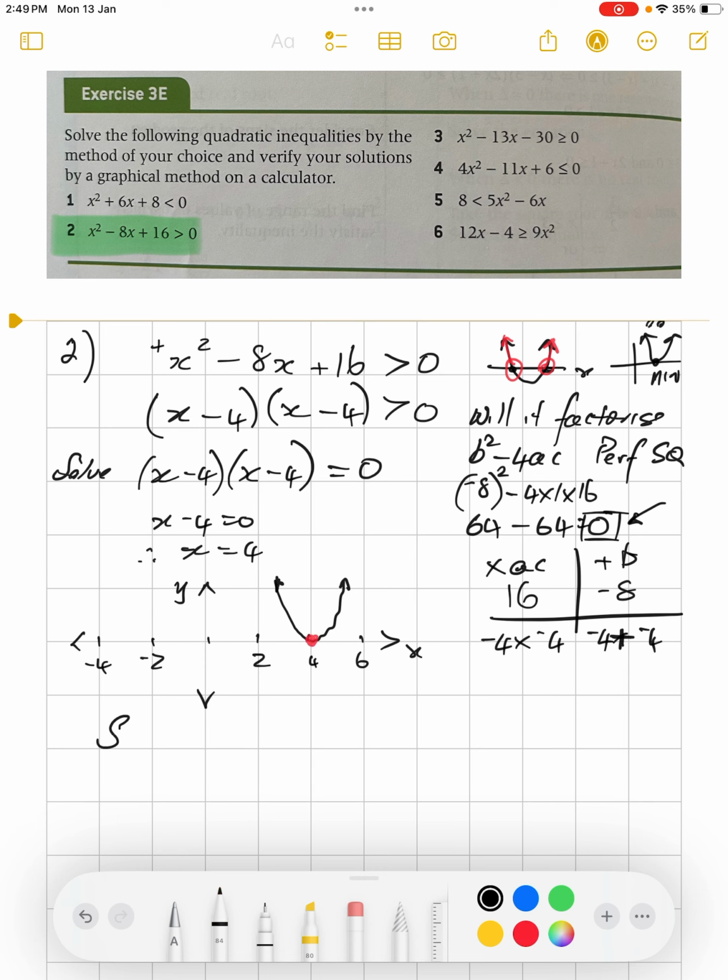So the solutions, what we could say is x is an element of all the real numbers except x cannot equal 4. If you wanted to say x is less than 4 or x is greater than 4, that's okay as well. Up to you. There's other ways to answer it, but this is the Australian way.